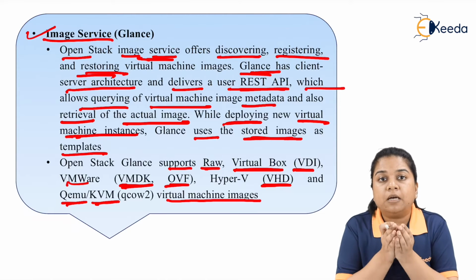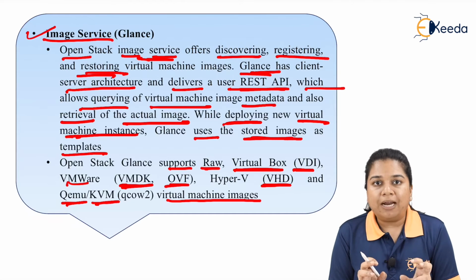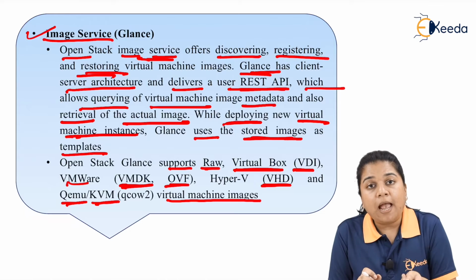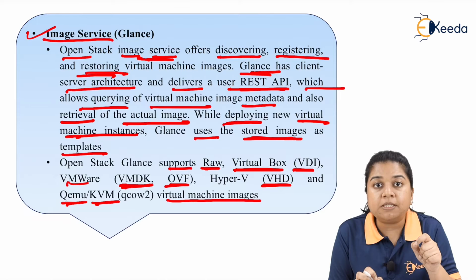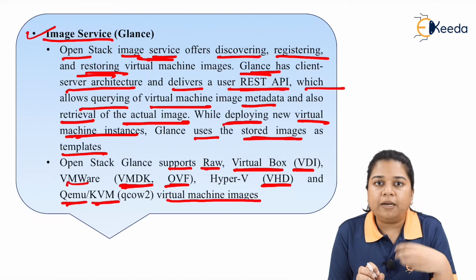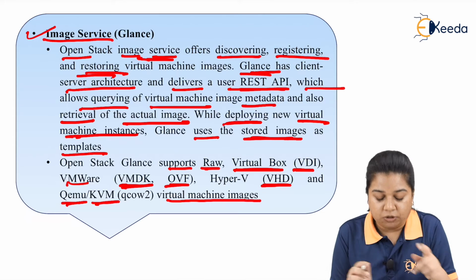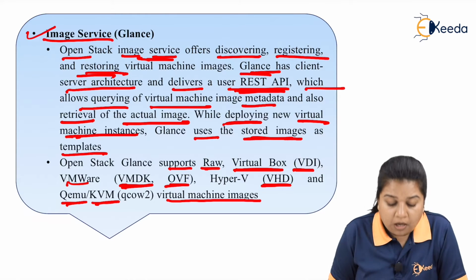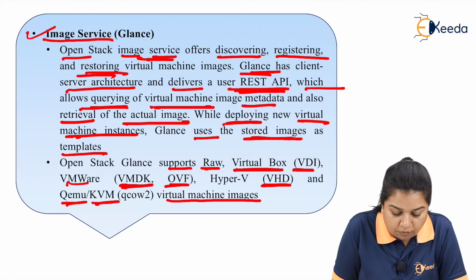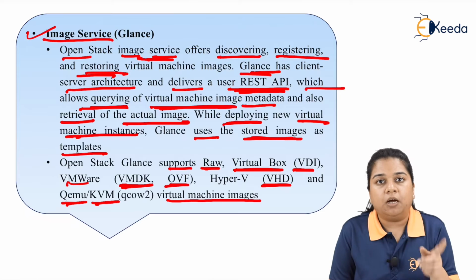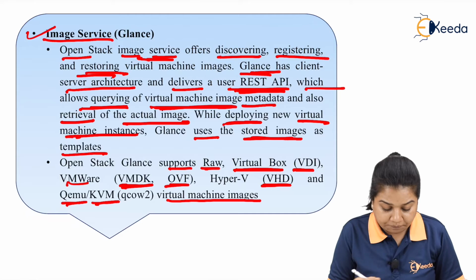Then you have this Glance. It has the client and server architecture. So we all know how client server architecture works, and it delivers things using the REST API. That means, as we all know, with a REST API anything can be accessed and issued in cloud architecture. So it delivers a user REST API, which allows querying of virtual machine image metadata. We all know what metadata is. Metadata is data about data.